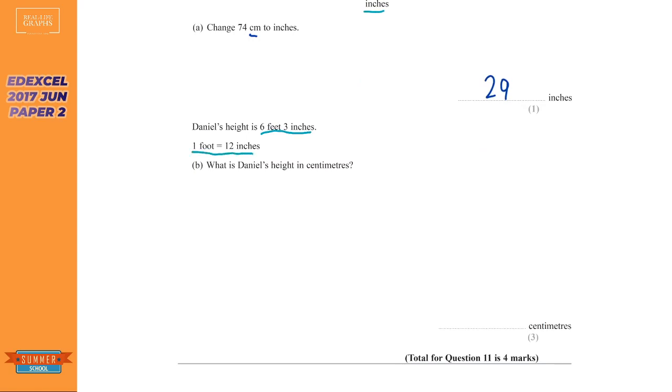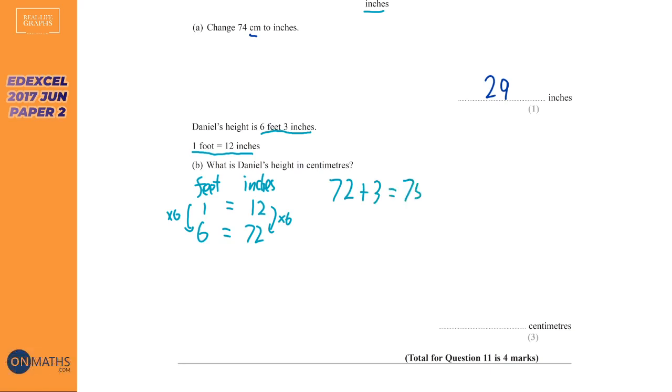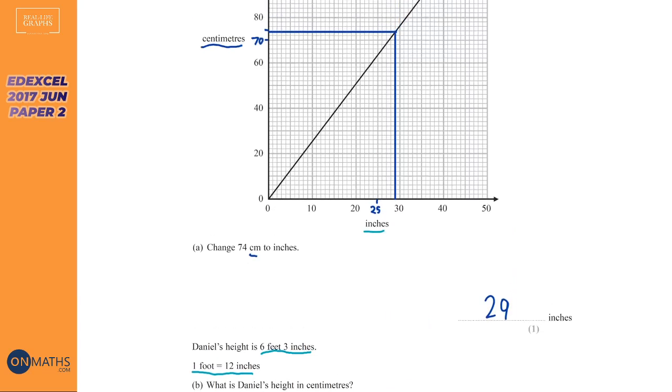Now it tells us 1 foot is 12 inches. So if we have foot or feet in inches, that should really say feet. Let's just change that. Okay, so 1 foot is 12 inches. And so 6 feet, we need to times that by 6, and 12 times 6 is 72, so it'd be 72 inches, but we've also got the 3 inches as well, because it's 6 feet and 3 inches, so that's the 6 feet, that's the 3 inches, add them together and we've got 75, so we're looking up 75 on the graph.